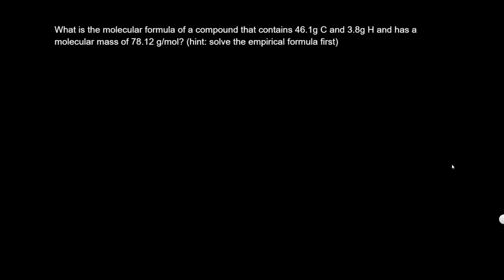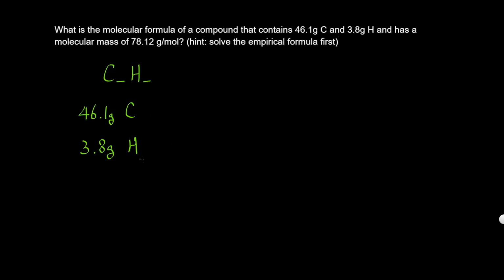This problem is asking for the molecular formula of a compound. It's an unknown compound that contains C and H, so C with some subscript, H with some subscript. This is a whole molecule that we don't know the formula of. But we do know that there's 46.1 grams of carbon in it and 3.8 grams of hydrogen in it. We have to figure out what the molecular formula is, given that the molecular mass is 78.12 grams per mole. You could try this by yourself; you could pause the video.